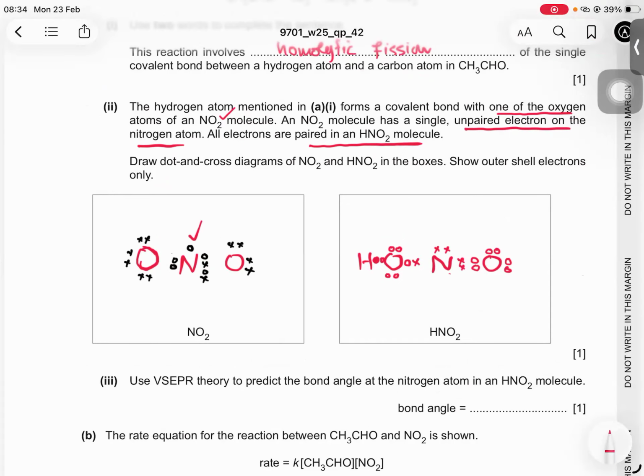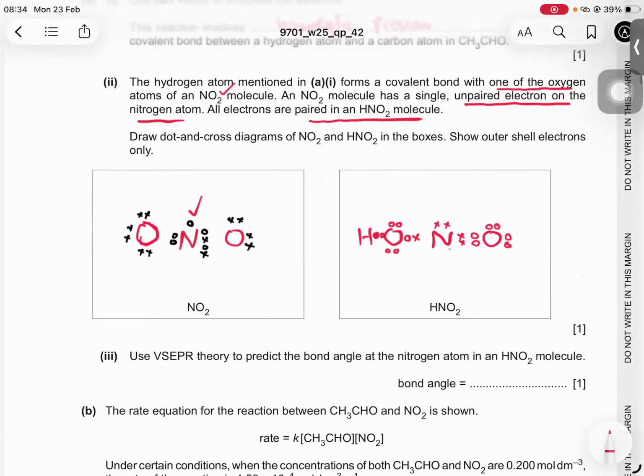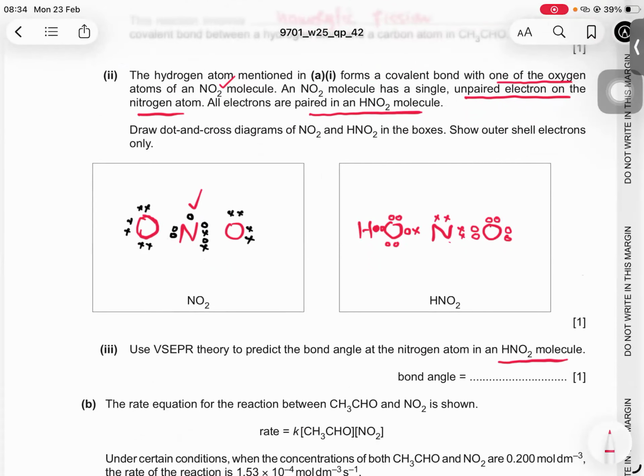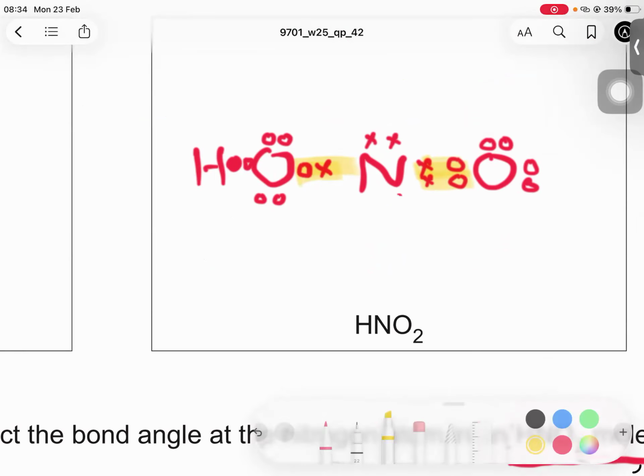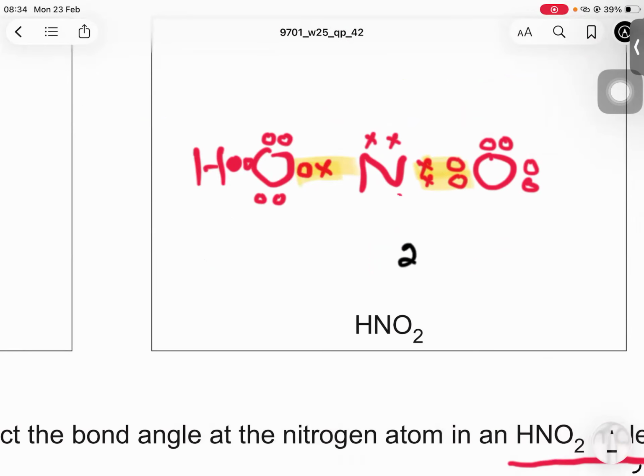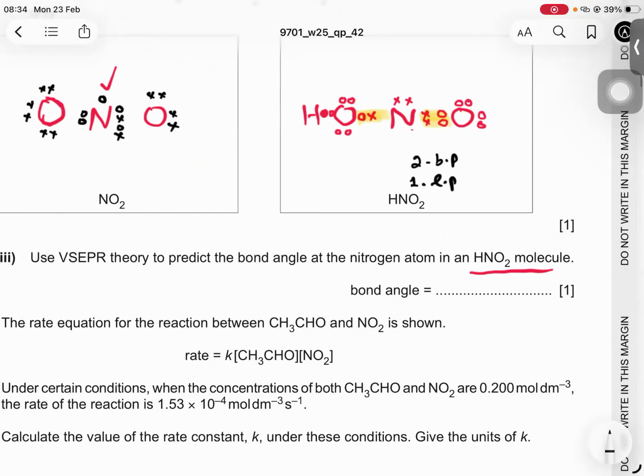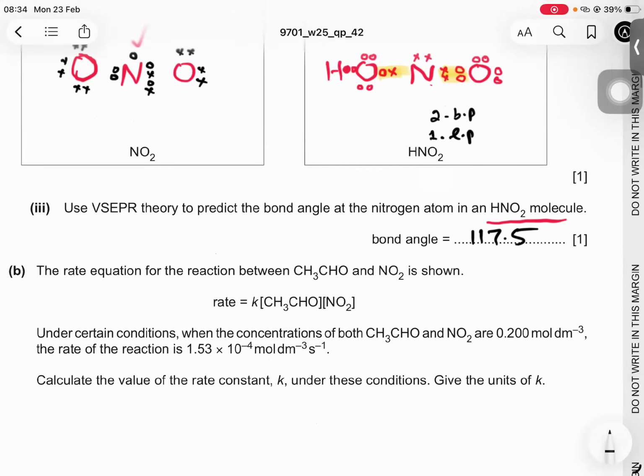Use VSEPR theory to predict the bond angle at the nitrogen atom in the HNO2 molecule. What is the bond angle in HNO2 molecule? You know what the theory says? This double bond is considered as one bond pair. This bond pair is considered as one bond pair. So I can see there are two bond pairs, and one lone pair. If there are three bond pairs, the angle is 120. If there is one lone pair, the angle is reduced by 2.5 degrees. So that is 117.5. You remember, two bond pairs and one lone pair gave this angle.